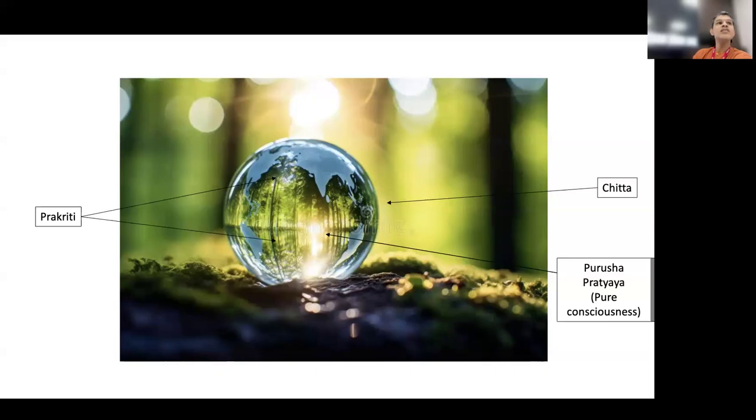Why? How did this desire come in my mind? It is Prakriti. How can I indulge in Prakriti?